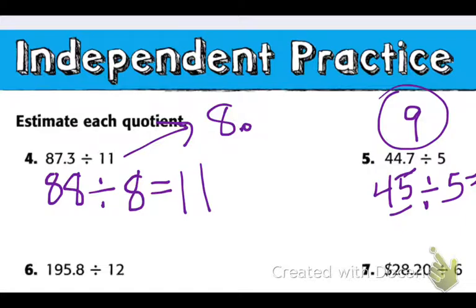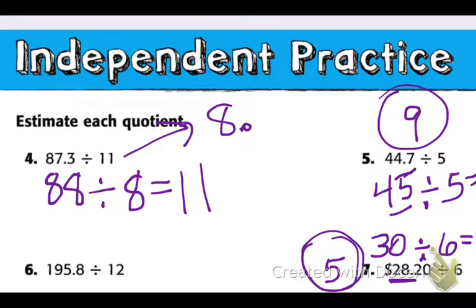Okay, this time I'm dividing by 6. So what am I going to estimate 28 to? Well, I know 30 will work because I can do that mental math. I know that 6 times 5 is 30. So I know it's about 5.